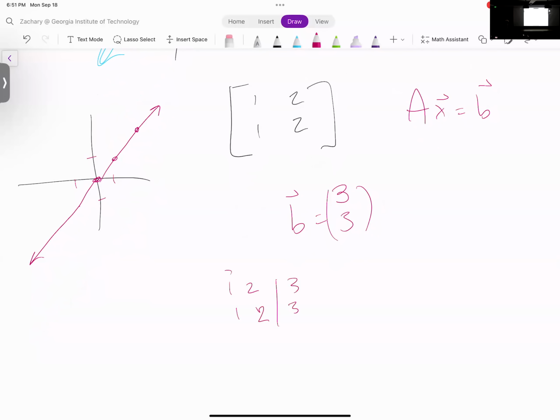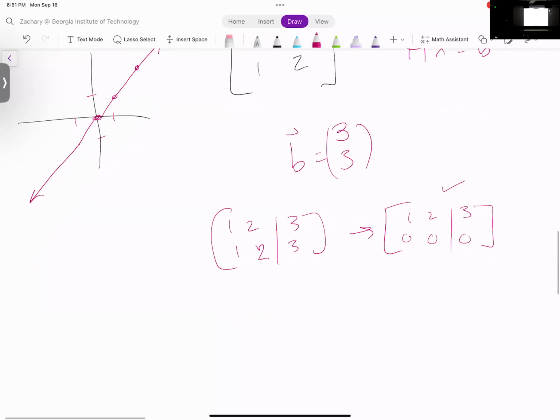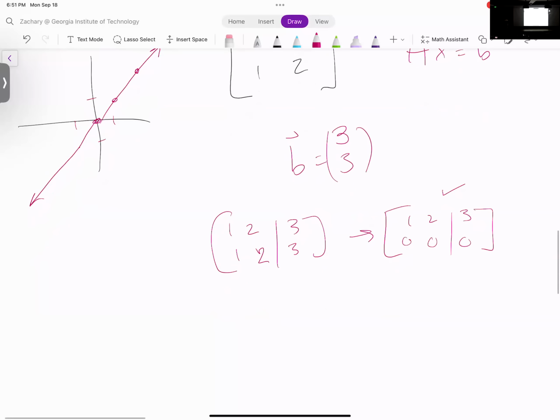So this is going to row reduce. We're going to get 1, 2, 3, 0, 0, 0. So it is consistent. It is in the span. But if it's in the span, how do we get there? So think about solution set, it might make a little more sense to go back out to vector form: x1 times 1, 1 plus x2 times 2, 2 equals 3, 3.